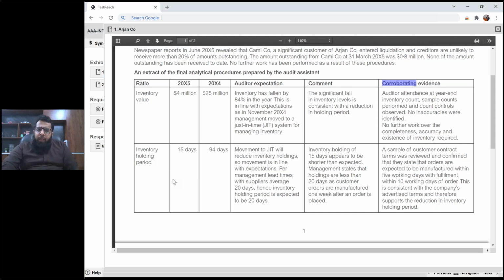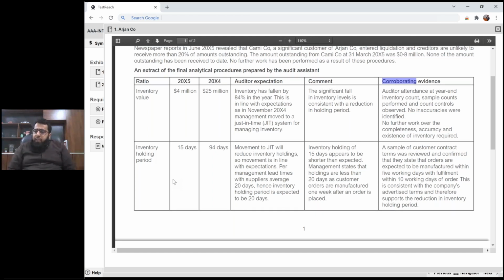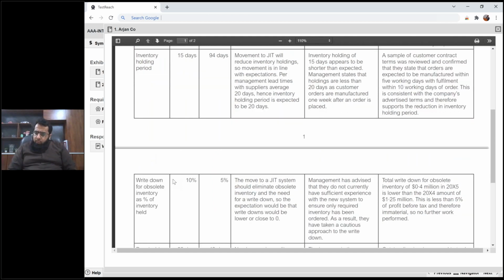I will also add, second point is inventory holding period. Then we have write down for obsolete inventory. So we will write that point also. There is no issue in it. Now let's look at inventory holding period. Inventory holding period has fallen from 94 days to 15 days. Movement to JIT will reduce inventory holding. So movement is in line with the expectation. As per management, lead time with suppliers average 20 days. Hence, inventory holding period is expected to be 20 days.